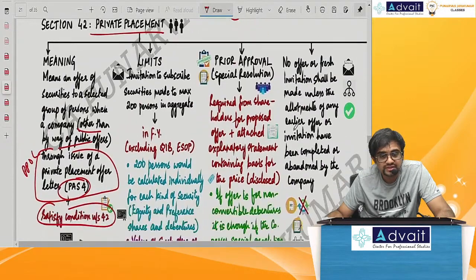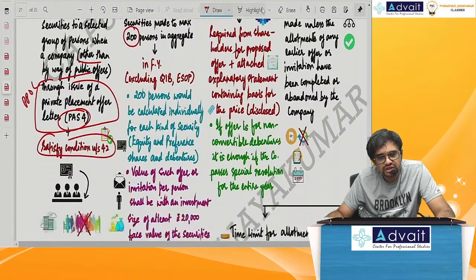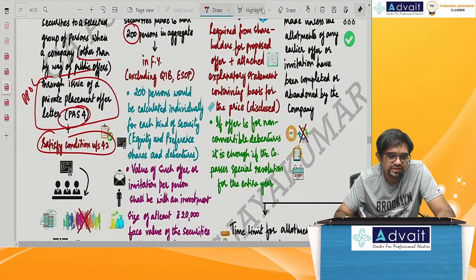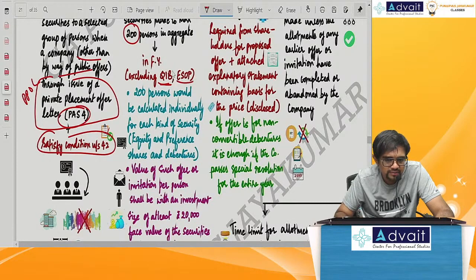Now, what are the limits? Maximum I can give it to 200 people. Private placement offer letter maximum can be given to 200 people in the aggregate, excluding two types of people. One is QIB, qualified institutional buyers. If I privately place my shares to big shots, they are called qualified institutional buyers. So QIB, no problem. And then ESOP, employee stock option plan.